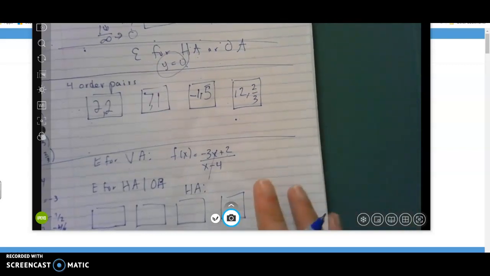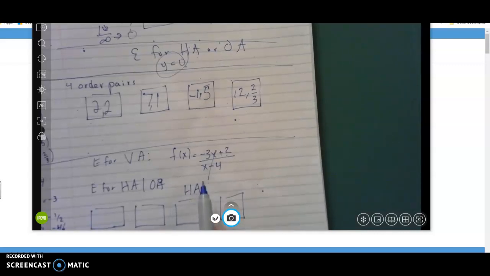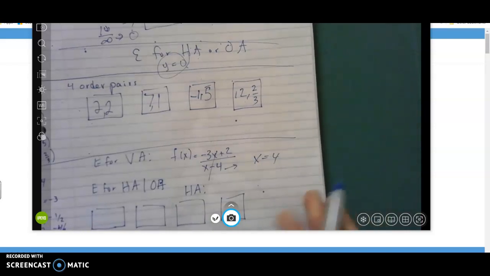Now here, we're looking for an equation for a vertical asymptote. We'll solve the denominator equal to 0, and we get x equal to 4. We can't simplify anything out.